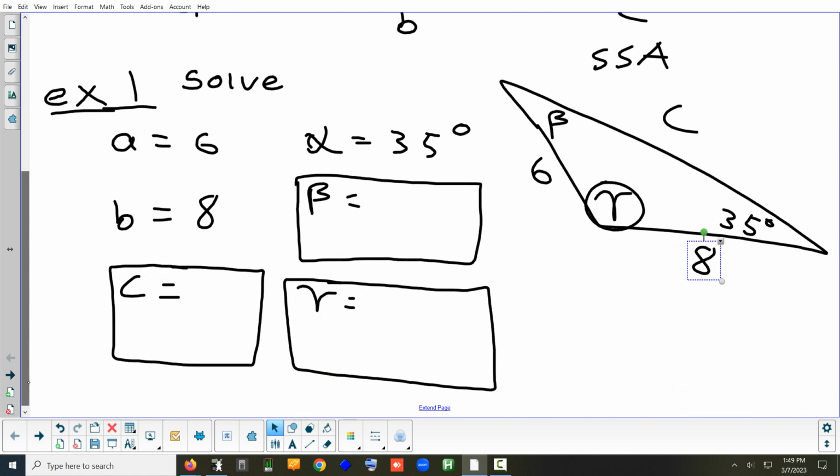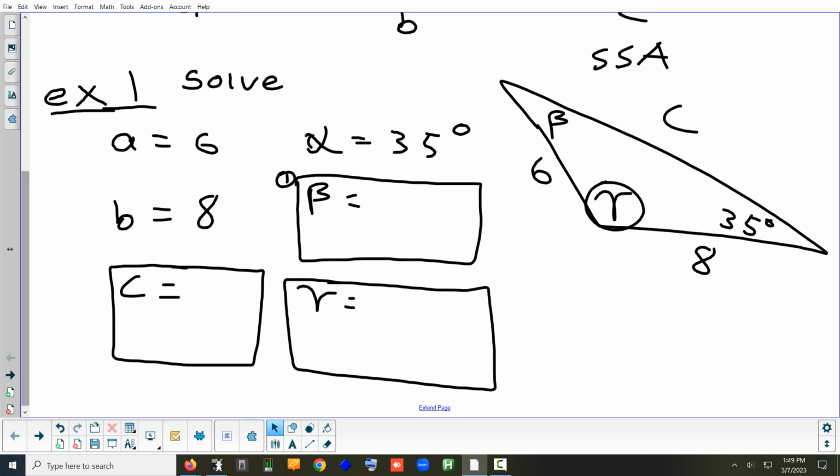SAS would not work with this law because you'd have 2 sides and then you'd have an angle. So you'd have 3 partial rows. You can't solve law of sines with 3 partial rows. You need 1 full row. All right, so what do we have to find first here? Beta. So that's the box we're going to focus on first.